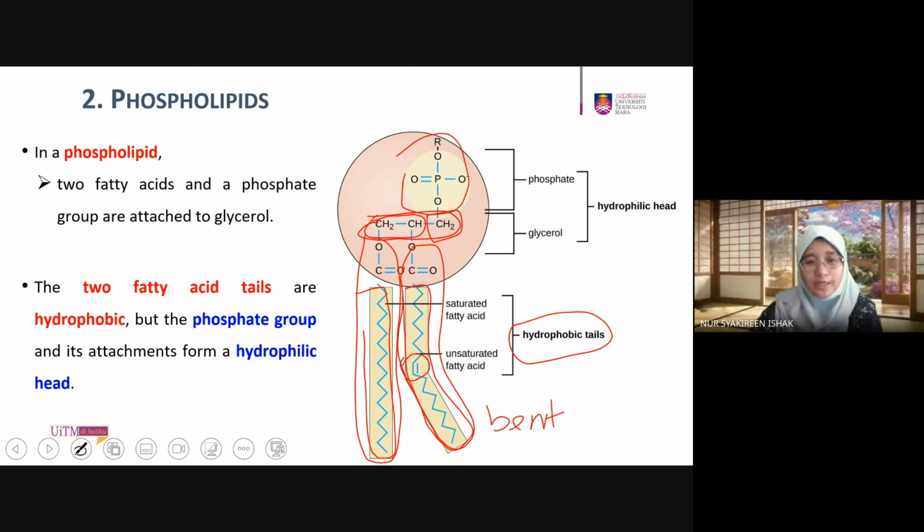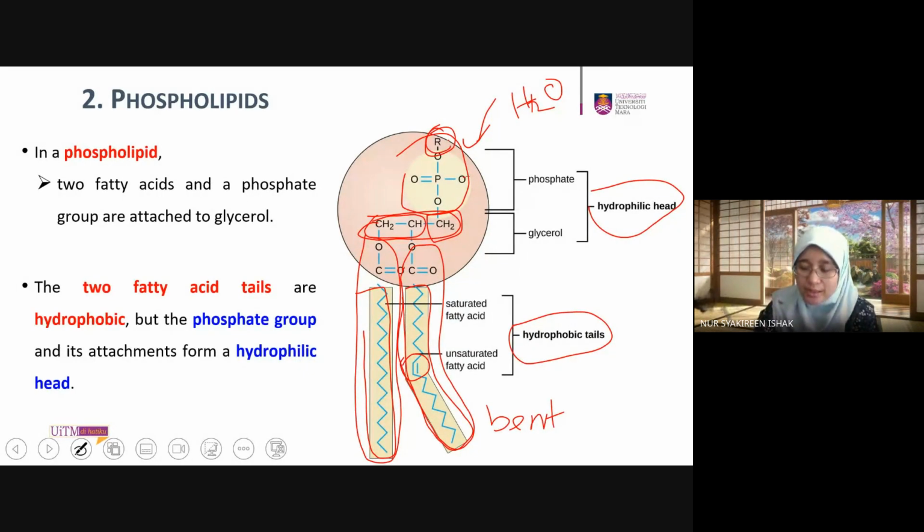The third carbon here, as you can see, is bonded to a phosphate group. As we can see from the diagram, the phosphate group has a charge. It is negatively charged, so it can attract water molecules. Because it can attract water molecules, this will form the hydrophilic head.